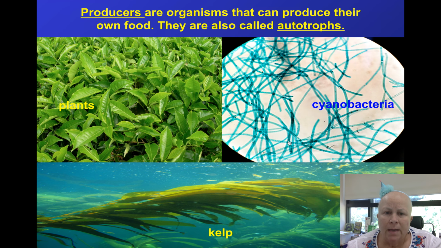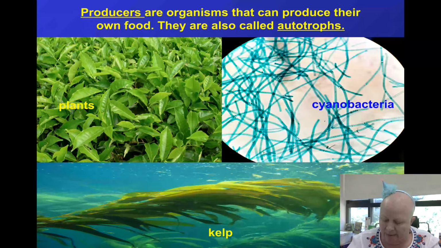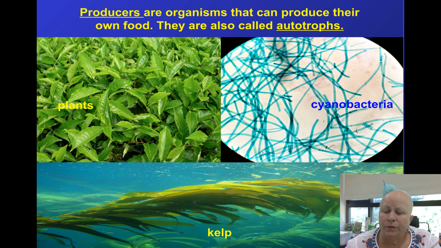Okay, some examples of producers, which are also called autotrophs, would be plants, of course, kelp, different kinds of seaweed, and even some bacteria, cyanobacteria. They have chlorophyll and they're able to do photosynthesis. Okay, so producers, they make their own food, and they're also called autotrophs.